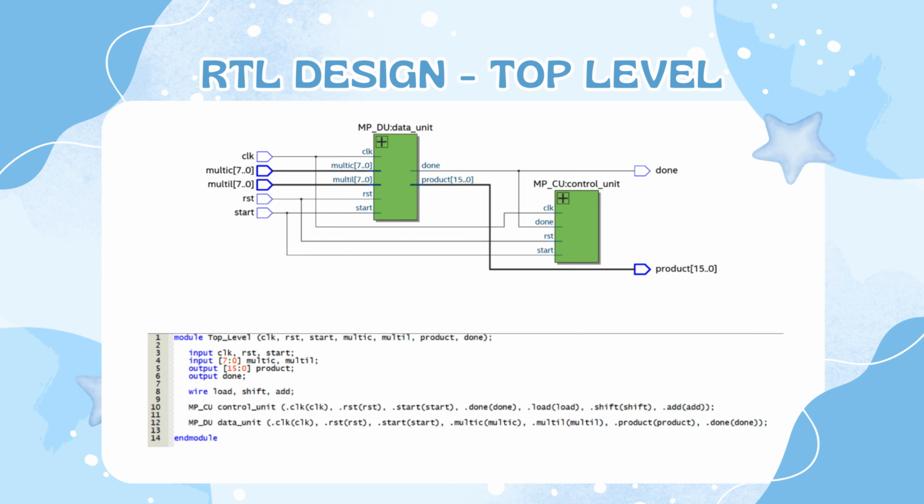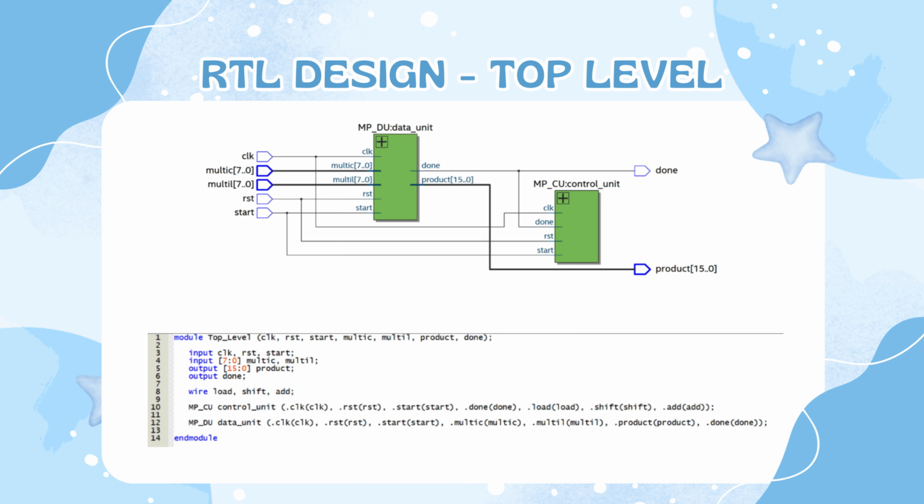The next part is I will be explaining my Verilog top level module, which implements an 8-bit multiplier using a control unit and a data unit. The module takes two 8-bit inputs, multi-C and multi-L, multiplies them and produces a 16-bit output called product. It also has control signals like start, done, clock, and reset for operation management.